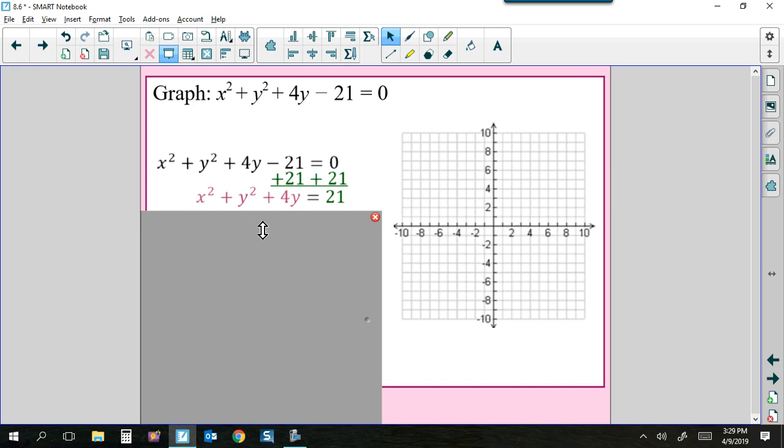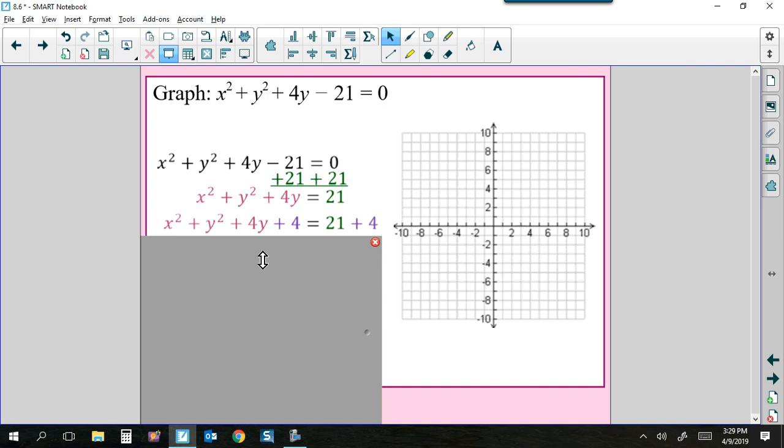Let's go ahead and do half of b. Half of 4 is 2. Square it, back to 4 again. Make sure you add it to both sides. And then from here, you just go straight to your answer. So I didn't show as many of the small little steps here.